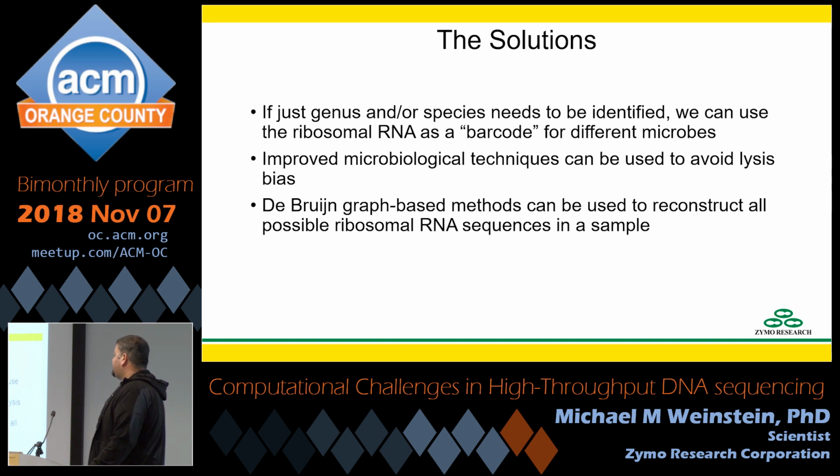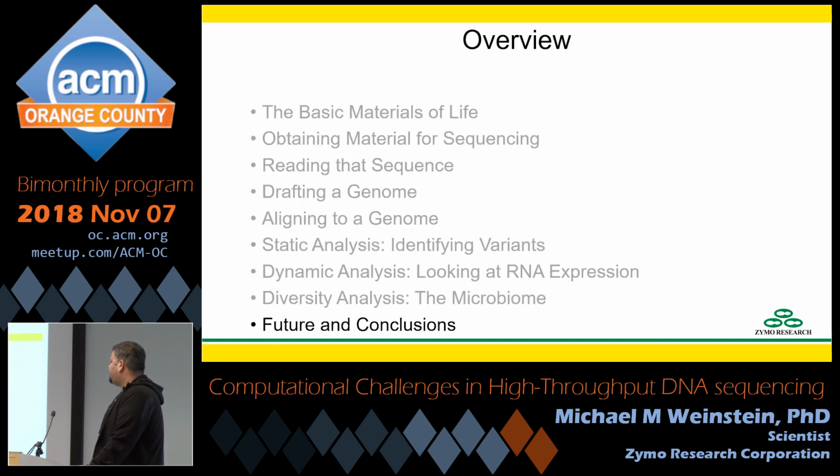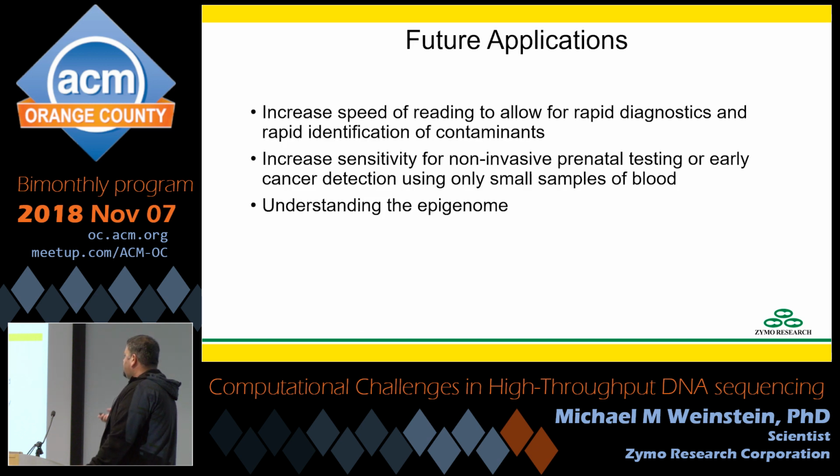One other cool method here is if you just get a bunch of short sequences from ribosomal RNA, you can reconstruct all the ribosomal sequences using De Bruijn graphs. And then finally, just a few quick future applications. Increasing the speed of reading will one day allow for us to do rapid diagnostics and rapid identification of contaminants. So imagine being able, for example, to rapidly identify bacteria in food and identify if there's any potential pathogens in there. Sequencing is probably going to one day be the way of the future for that instead of culturing.